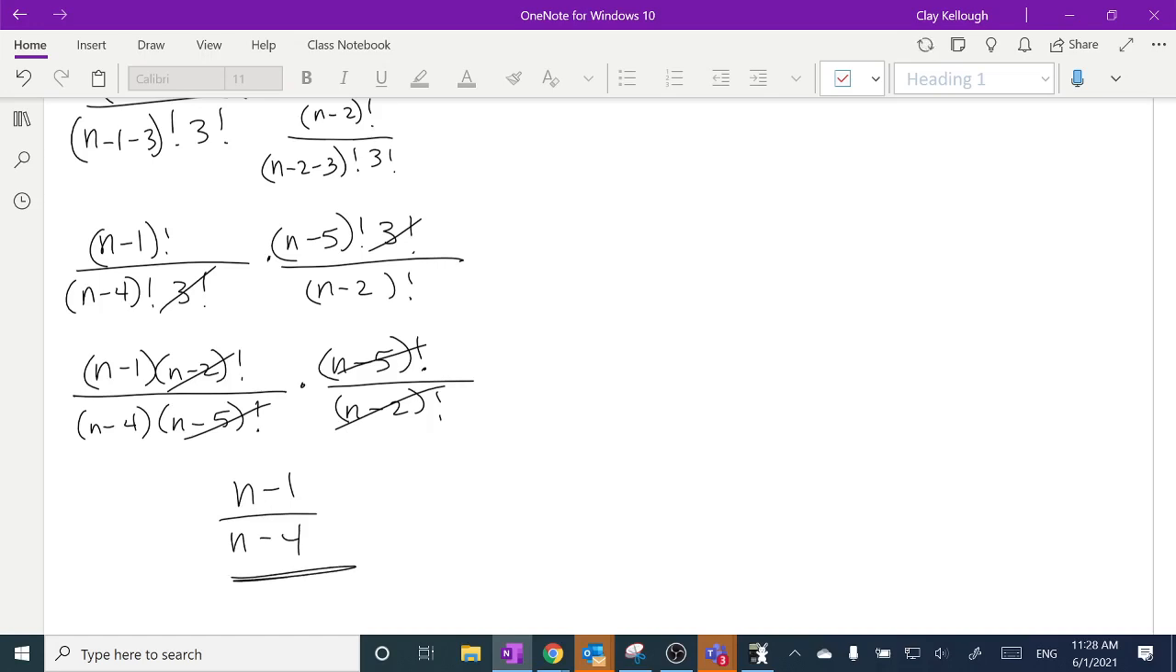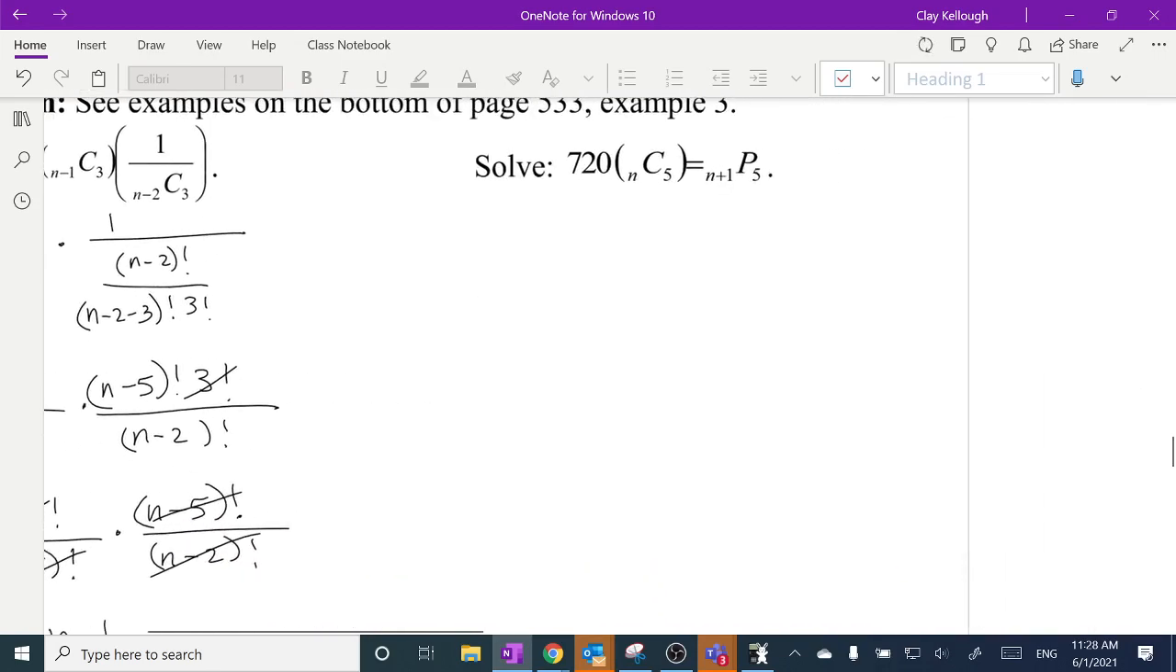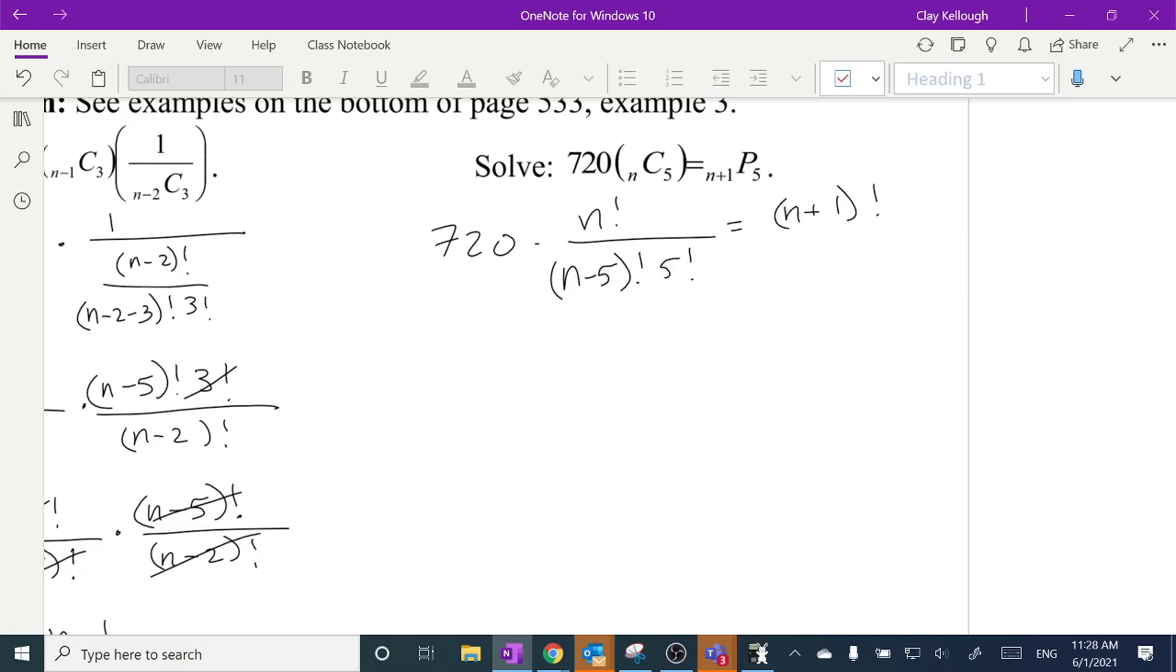Isn't that cute? All right, the one on the right is an equation again. So I'm going to say this is 720 times n factorial over n minus 5 factorial 5 factorial, which equals n plus 1 factorial over n plus 1 minus 5. I'm going to just do that in one step this time. And remember, this one's just a permutation, right? So there's no extra factorial there. So it's n plus 1 minus 5, which is n minus 4 factorial, right? No extra thing here, because remember, this one's a permutation only.